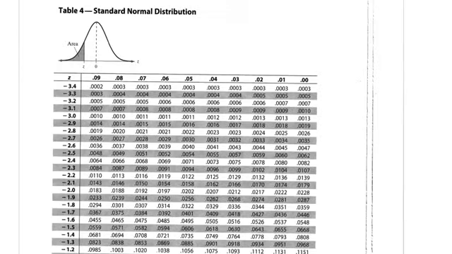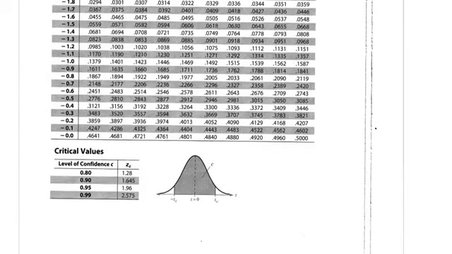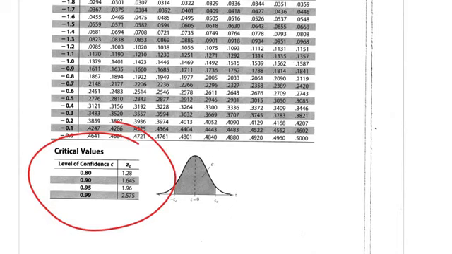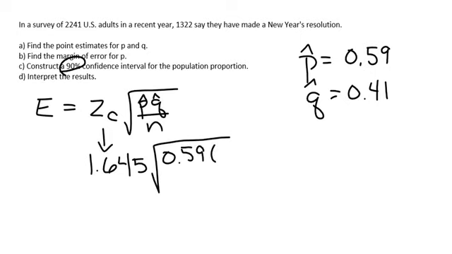Let's look at our Z chart. Here's the Z table that's located in the back of your textbook. If I scroll down to the bottom, I see this area called critical values. That's what I'm going to reference. So I'm looking at a confidence interval of 90% or 0.90, which corresponds with a Z value of 1.645. So again, that Z value is 1.645 times the square root of 0.59 times 0.41, all divided by N, which is again the number in our survey.